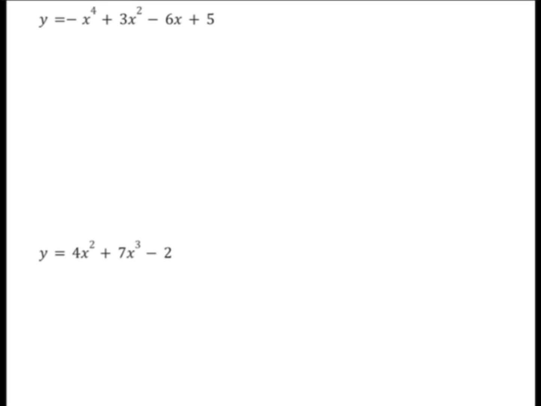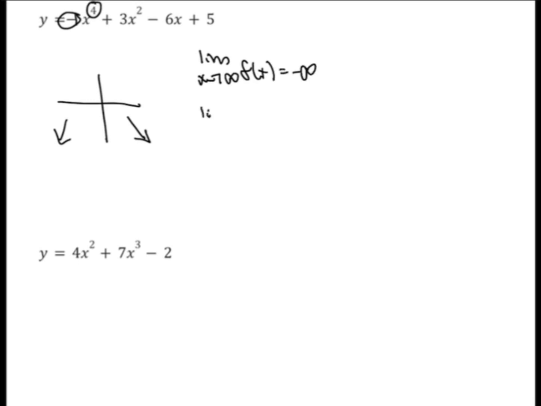Now let's do some identification based on the equations. For the first one, we can find the leading coefficient, which is negative 1, and the degree is 4. So that means it's going to be an even degree polynomial with a negative leading coefficient. And that has the end behavior pointing like this. And we can write the limit statements. And this is for the other side.